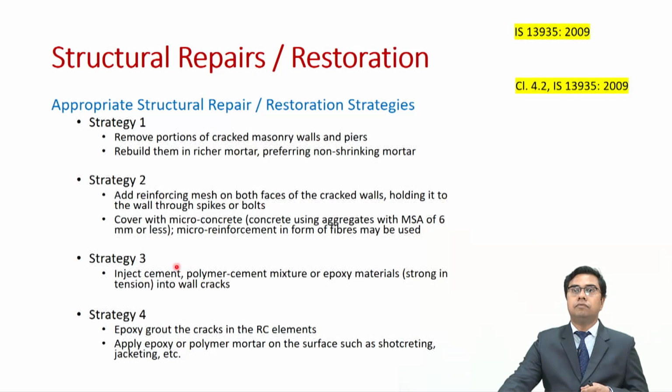Further, the third strategy is to inject cement or polymer cement mixture or any epoxy material which is strong in tension into the wall cracks. So, this is also very commonly done. Now, if your RC element in a masonry building, such as a slab or some horizontal band, has a crack, then you can also go for epoxy grouting, and after epoxy grouting you can apply shotcreting or jacketing on the surface. In the jacketing you can also use reinforcing mesh.